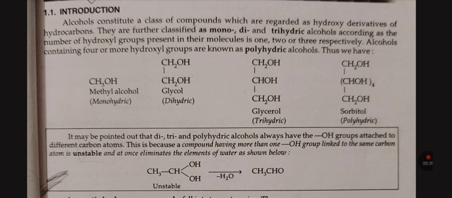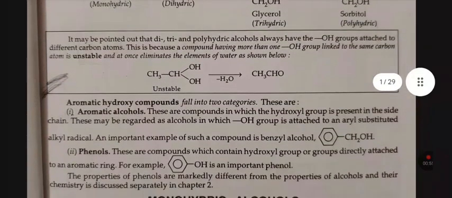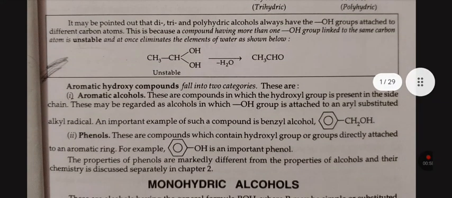Alcohols consisting of 4 or more hydroxyl groups are known as polyhydric alcohols. Thus, we have monohydric: methyl alcohol; dihydric: glycol; trihydric: glycerol; and polyhydric: sorbitol. It may be pointed out that di, tri, and polyhydric alcohols also have the OH groups attached to different carbon atoms. This is because a compound having more than one OH group linked to the same carbon atom is unstable and at once eliminates the elements of water, as shown below.